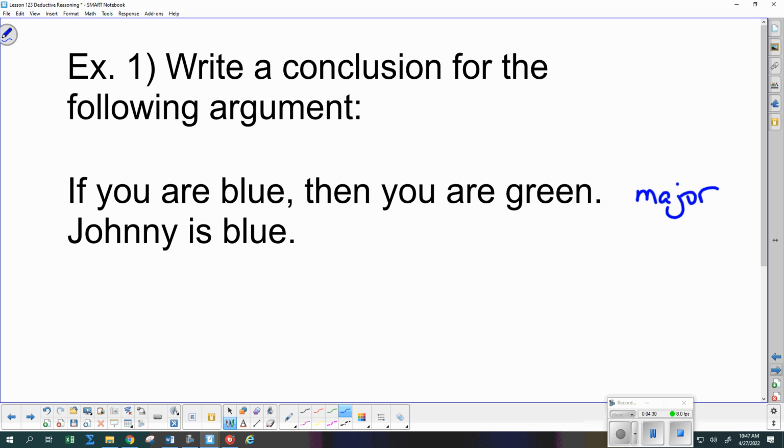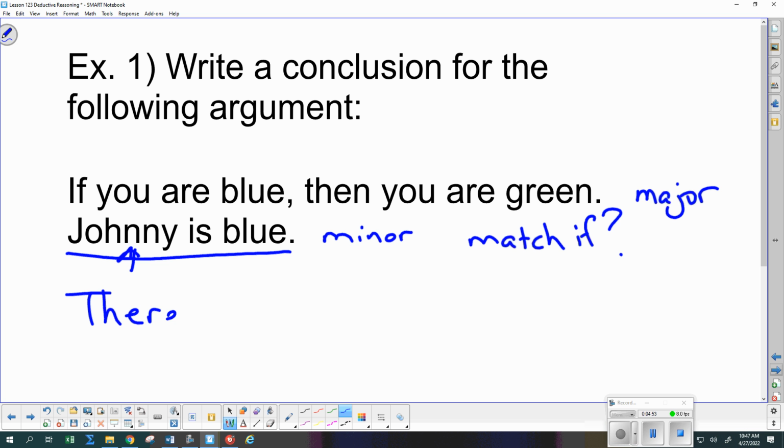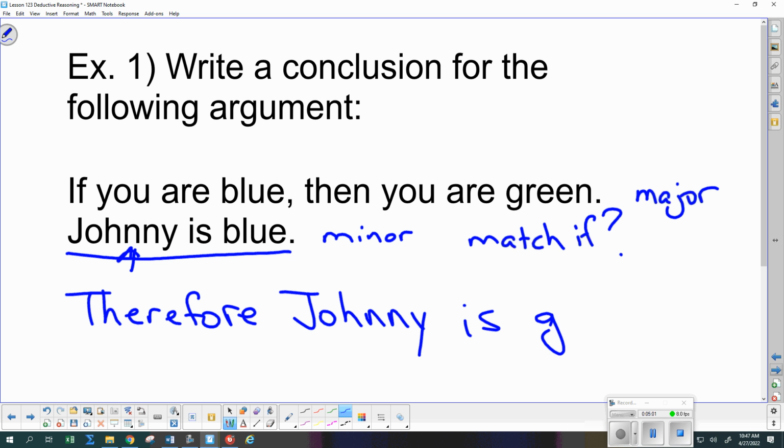Now the next thing we come across, Johnny's blue. So that's our minor one. Does it match the if part? The if's about being blue. Does this match? Is this also about being blue? But it's a specific case. Now we're talking about Johnny, not just anybody. So then our conclusion is, therefore, Johnny, our specific again, is green because that matches the then part.